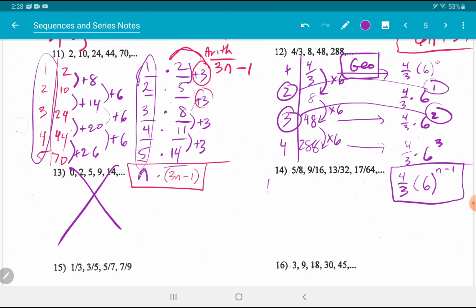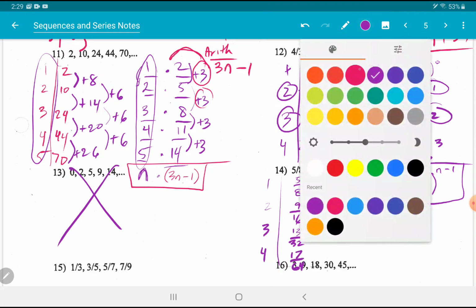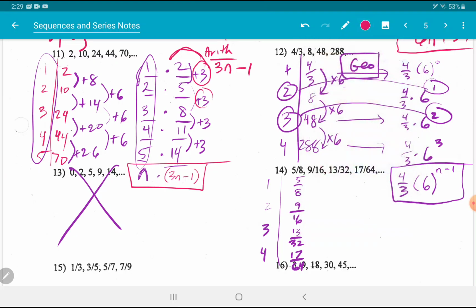Oops, what am I doing? 1, 2, 3, 4 terms. And we got the values of 5 over 8, 9 over 16, 13 over 32, and 17 over 64. All right, I'm going to take this a piece at a time. I hope you see the pattern that I see here. 8 times 2 gives 16. 16 times 2 gives 32. 32 times 2 gives 64, right? So the bottom is basically multiplying by 2 every time. Repeated multiplication of 2, okay?